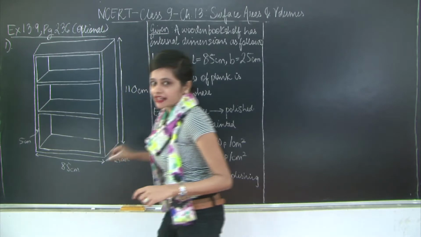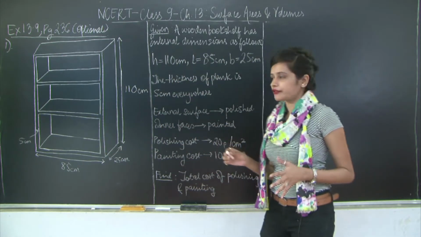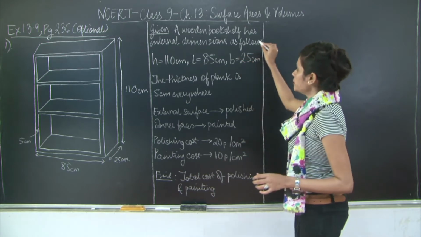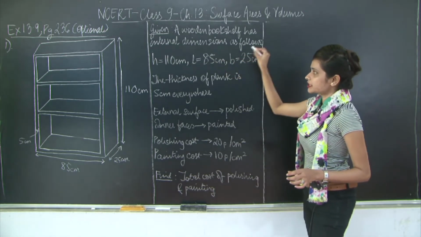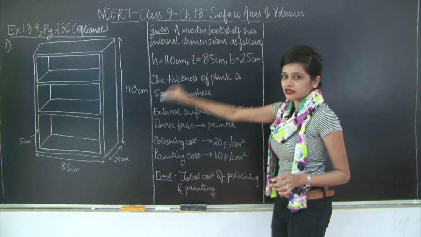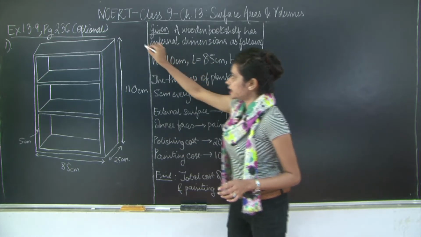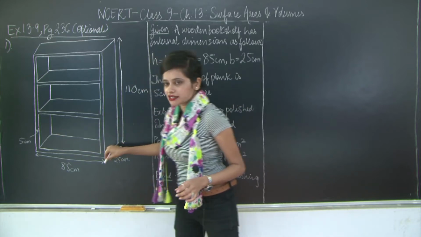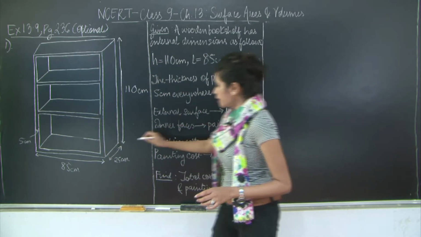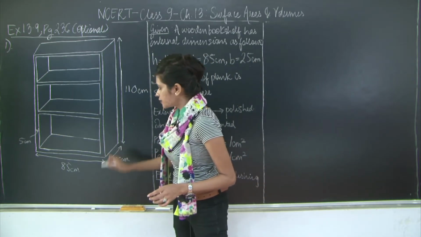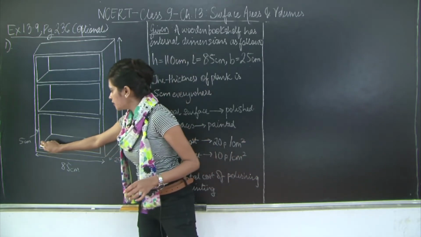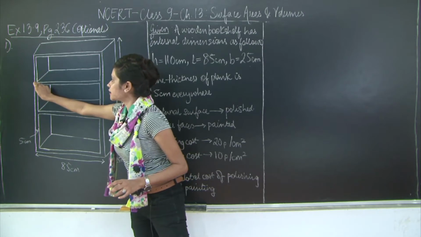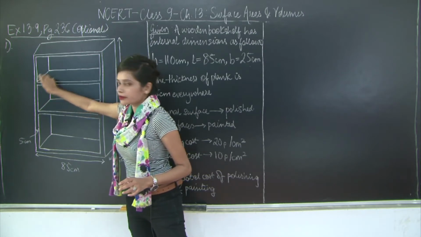So you see this diagram out here. It is nothing but a bookshelf, a cuboidal bookshelf. Now it states that a wooden bookshelf has the external dimensions as follows. These are even marked in the diagram. The height is 110 centimeters. The length is 85 centimeters. The breadth is 25 centimeters. So this thing out here is 25 centimeters. Even the insides from here would be 25. If I take it from this border, not from this, okay?